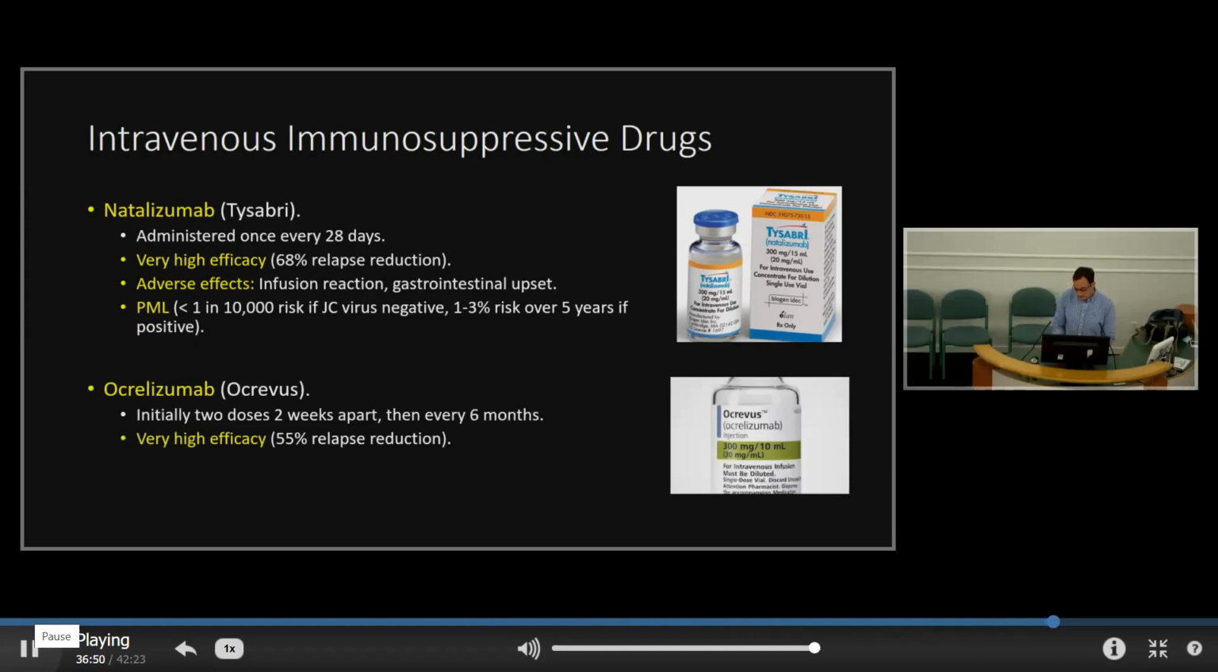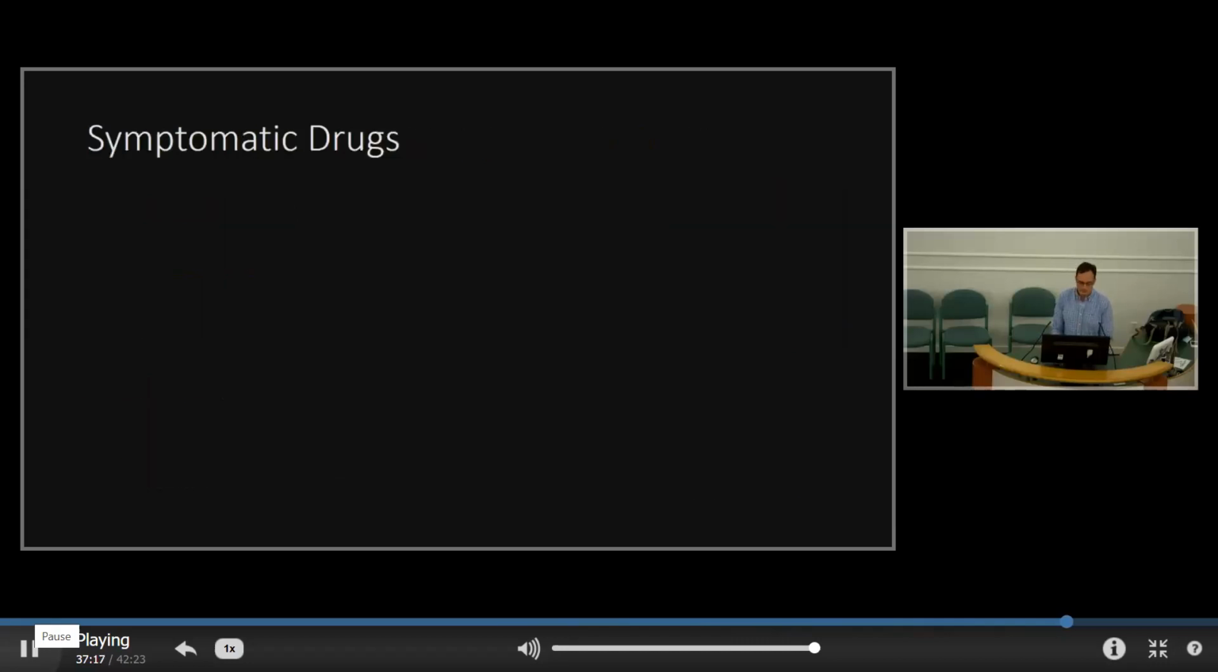And ocrelizumab, or Ocrevus, is a very new drug that we use. We give doses 2 weeks apart and then every 6 months, so that's great. People don't have to get the drug very much at all. Again, it's quite high in efficacy, 55% or greater relapse reduction. And so far, the adverse effect profile is not too bad. There's more being added to this because it's still quite new. So that's just a snapshot of the drugs available in terms of immunomodulation.